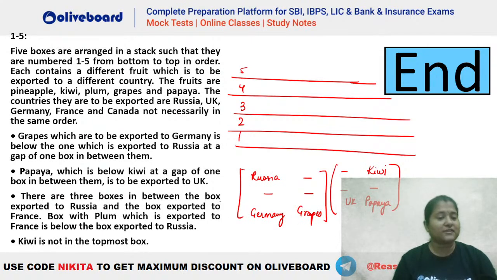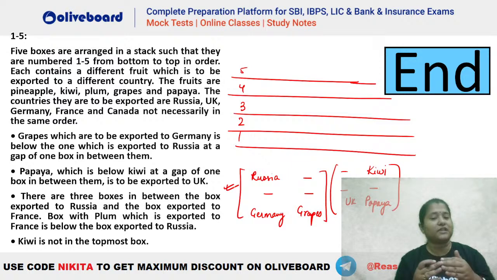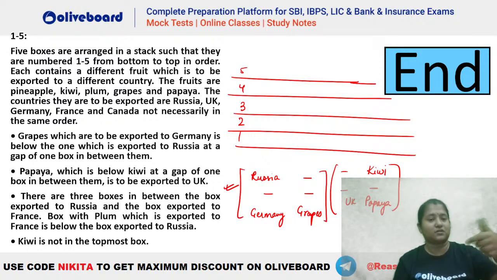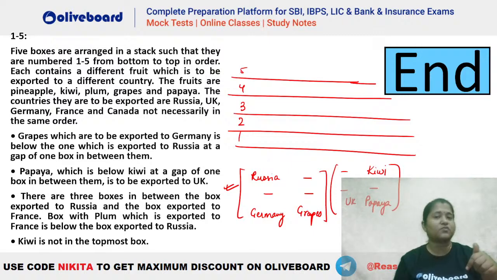There are 3 boxes in between the box exported to Russia and the box exported to France. Box with plum is to be exported to France and is below the one exported to Russia. Kiwi is not the topmost box, right? So there have to be 3 boxes between Russia and France. Now, if you see this one, if you take a gap of 3 from Russia, above Russia, then you will have to add 4 more boxes, which is not possible, right? So that means you will have to utilize the boxes which are given below.